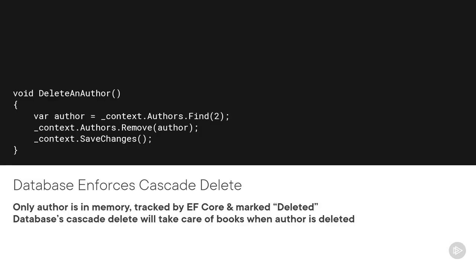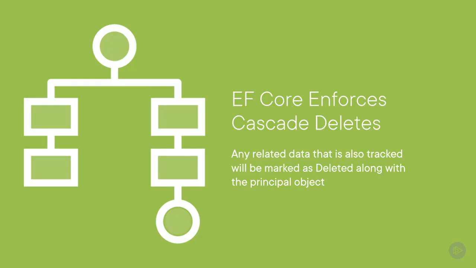If I retrieved an author, told the context to remove it, and then called save changes, when that delete command hits the database it will also delete any books that exist for that author, even if EF Core didn't tell it to do that. But the cascade delete is also enforced by EF Core. Let's say one of our authors signed a contract with another publisher. Now, in the real world, we wouldn't completely delete our history, but for the sake of you seeing this behavior, let's say we have a separate system for maintaining historical data. So I do want to eliminate this author and their books from the pub database.